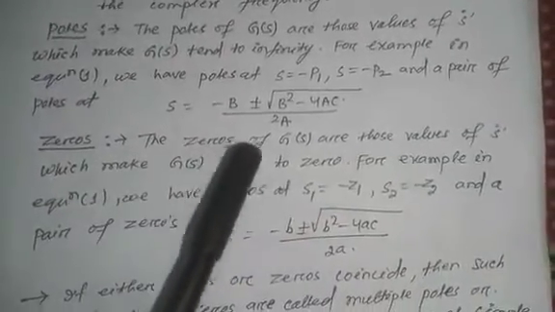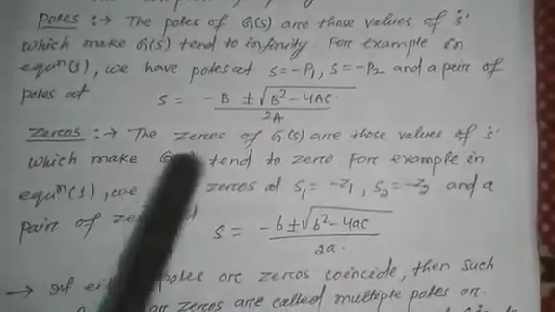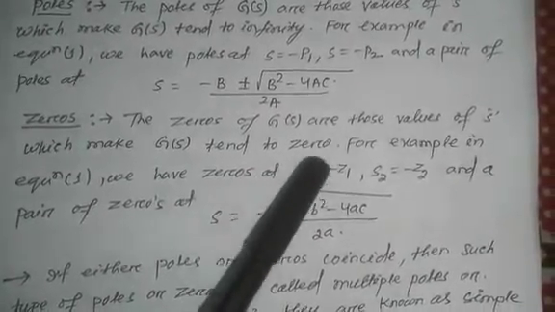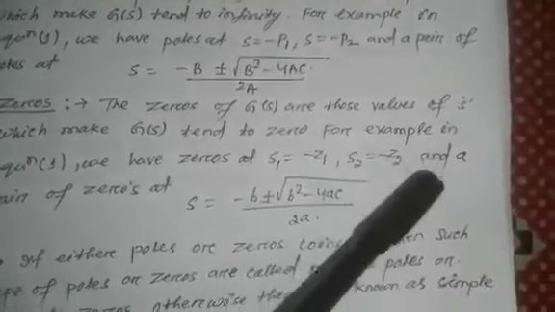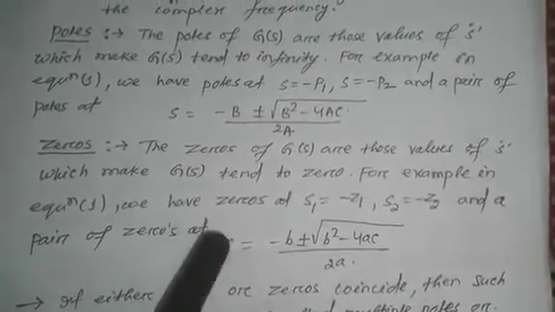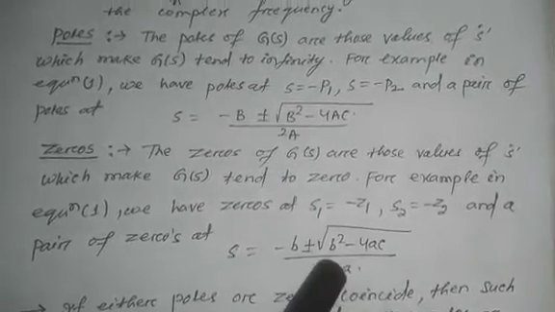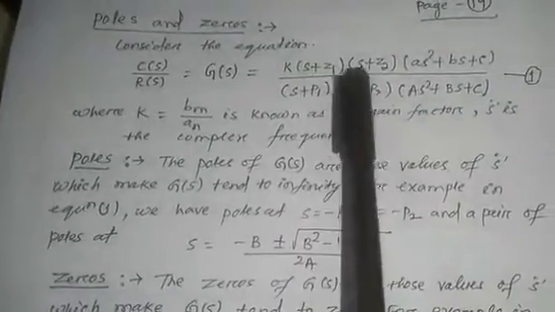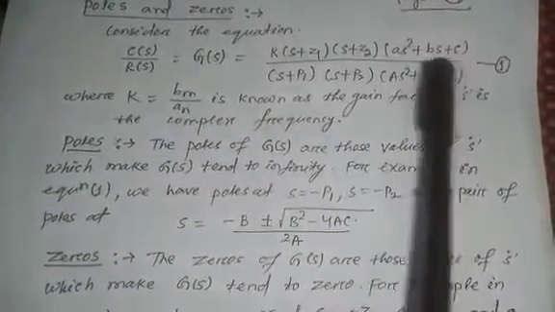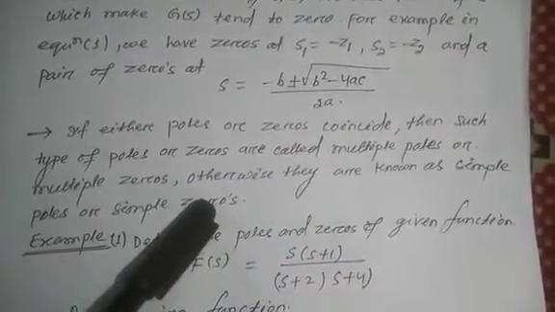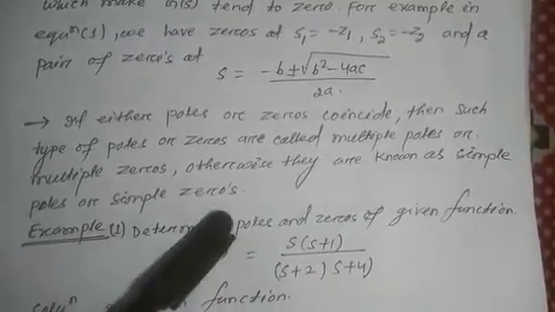Similarly, zeros. The zeros of G of s are those values of s which make G of s tend to 0. For example, in equation 1, we have zeros s1 is equal to minus z1, s2 is equal to minus z2, and a pair of zeros from the quadratic, same procedure, s is equal to minus b plus minus square root of b square minus 4ac, divided by 2a. If either poles or zeros coincide, then such poles or zeros are called multiple poles or multiple zeros. Otherwise, they are known as simple poles or simple zeros.